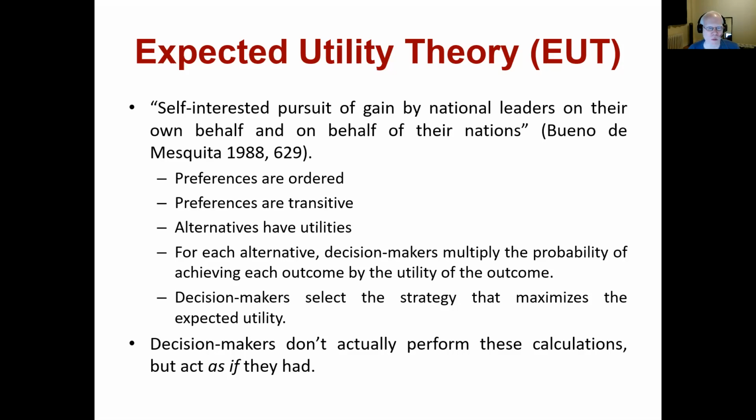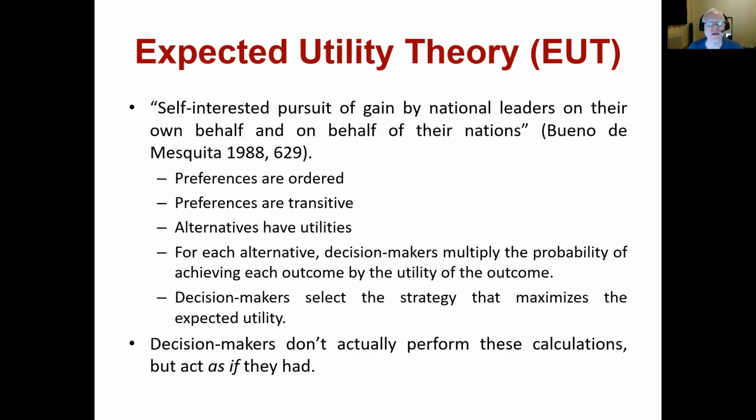So you don't have this wacky situation where you prefer chocolate to vanilla and vanilla to strawberry, but then strawberry to chocolate, right? You don't have any kind of wacky circular preferences. If you prefer A to B and B to C, you also prefer A to C.